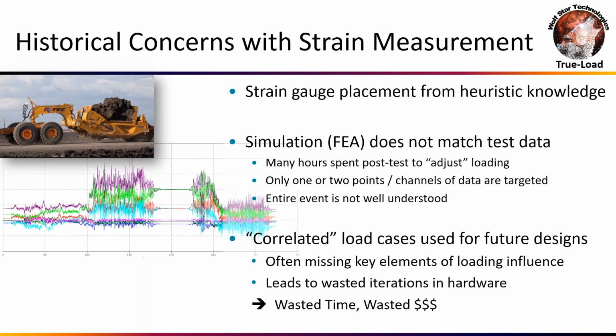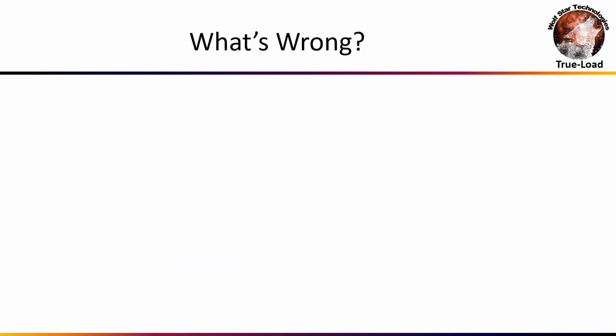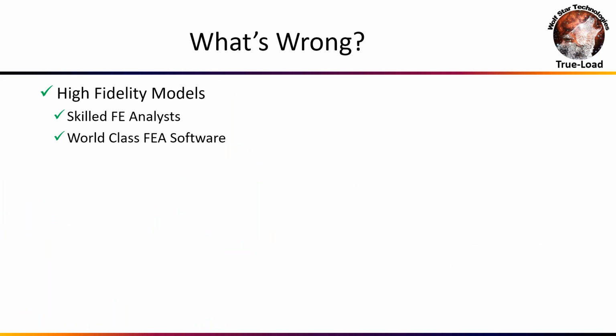The loading in the field is so complex versus the loading on your FEA model. And typically you'll pick 1 or 2 channels of data at 1 or 2 points in time. You'll work for days, if not weeks, to get a load case that just matches qualitatively. And you say, that's your design load. And then you use that for your design and iterations. And then the next time you get back to the field with hardware, you find that you've got the same problem or maybe even new problems, and you repeat the whole process. This is typical. I've done this in my past. I'm sure many of you have done this too. So what's wrong? Your company is getting great people, great FEA software.